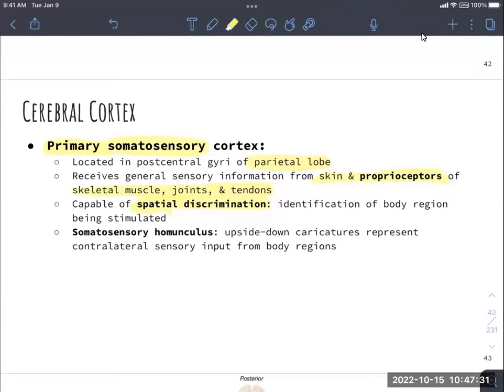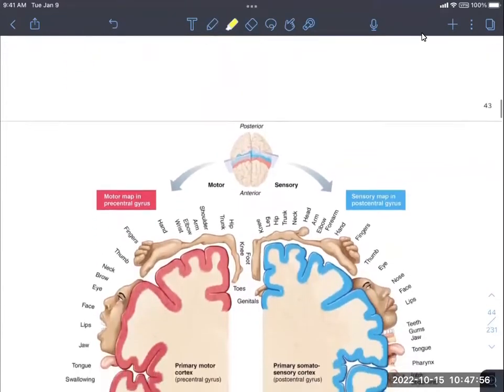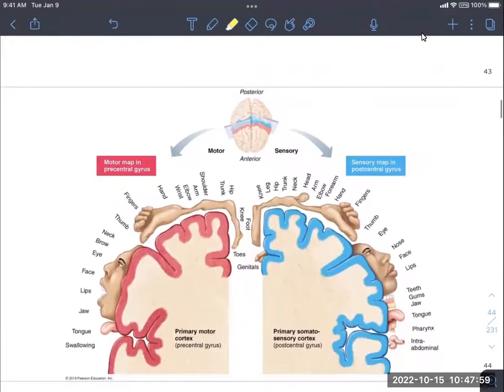So just like we looked at the motor cortex, I showed you there was a sensory one. Well, here's the somatosensory one. Again, it's those same caricatures. And it's on the opposite side of the body. So what we feel on the right side goes to the left side of the brain. What we feel on the left side of the body goes to the right side of the brain. So it's pretty similar. There's a little bit of difference between the sensory and the motor.